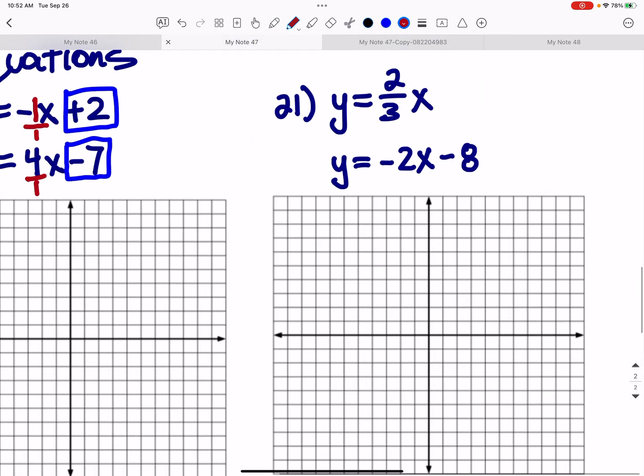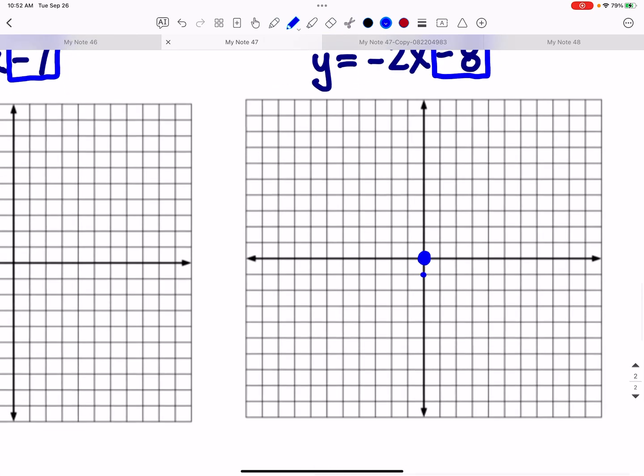This one, kind of a little more difficult because there's nothing back here. So we start, our blue number is at plus 0. So we start right there. This one, we start, our blue number is negative 8. So negative 1, 2, 3, 4, 5, 6, 7, 8. We can start right there.